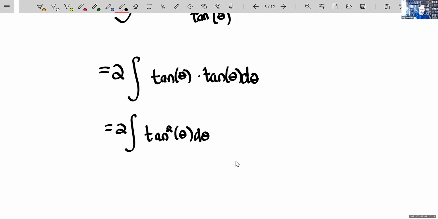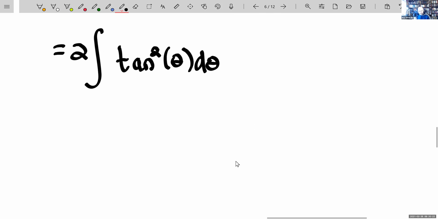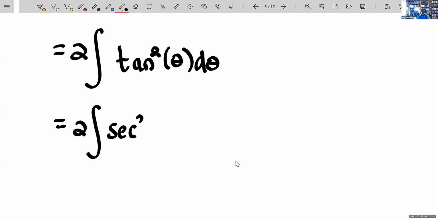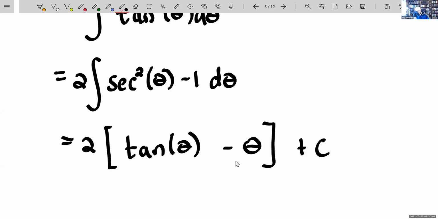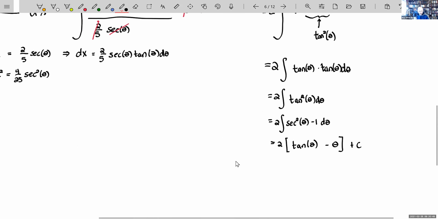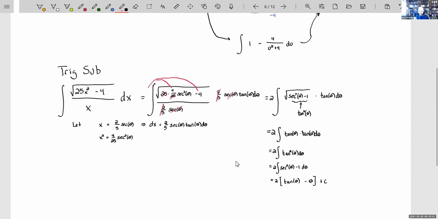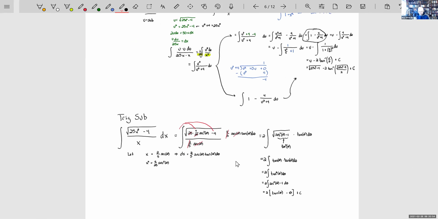A lot of people look at this and they go, I don't know the antiderivative of tan squared. You don't, actually. But you do know that tangent squared is secant squared minus 1. And you happen to know the antiderivative of secant squared is the tangent. This is 2 times the tangent of theta minus theta plus c. Now, as far as integrations go, that's actually a little cleaner than the u substitution up above. In fact, quite a bit cleaner.